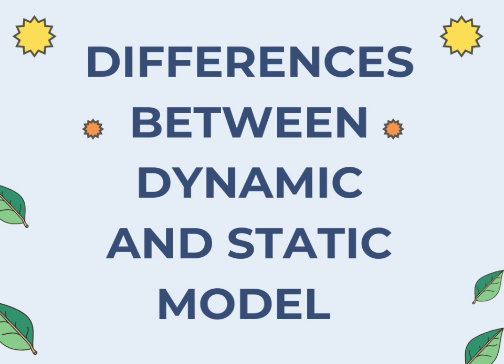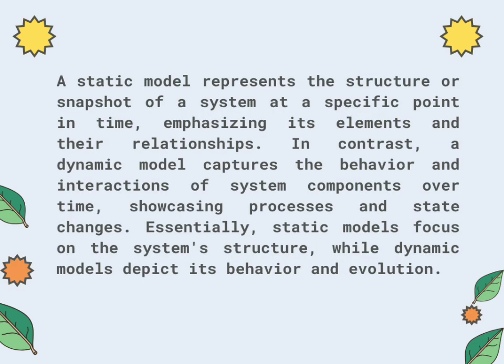Differences between dynamic and static model. In contrast, a dynamic model captures the behavior and interaction of a system's components over time, showcasing processes and state changes. Essentially, static models focus on the system structure, while dynamic models depict its behavior and evolution.